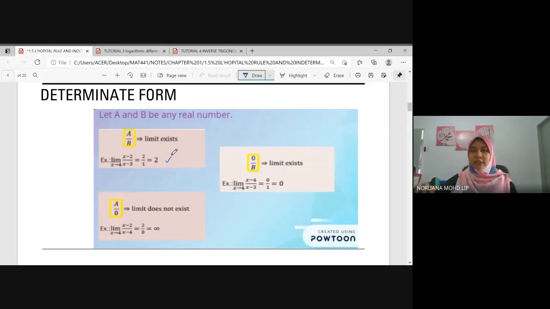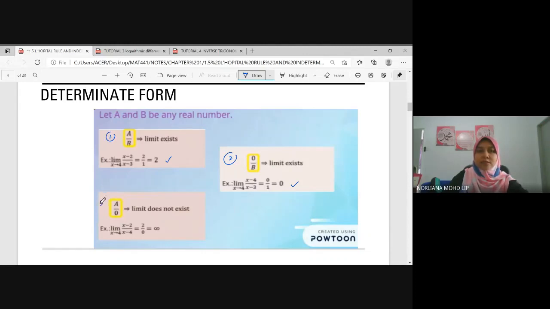The second example is the limit of (x minus 4) over (x minus 3) where x approaches 4. When we substitute x equal to 4 into this function, we get 0 over 1, which equals 0. Also, the limit exists. 0 over a real number gives 0.